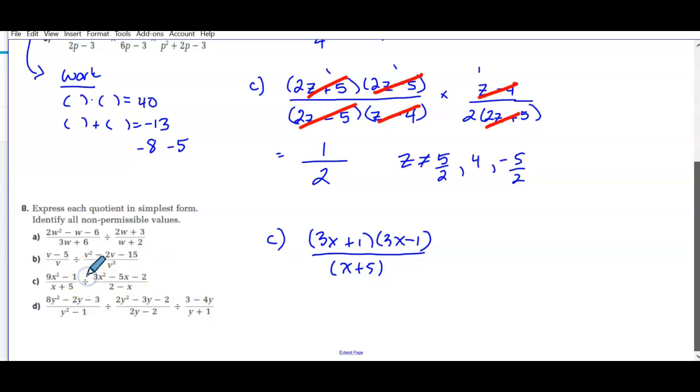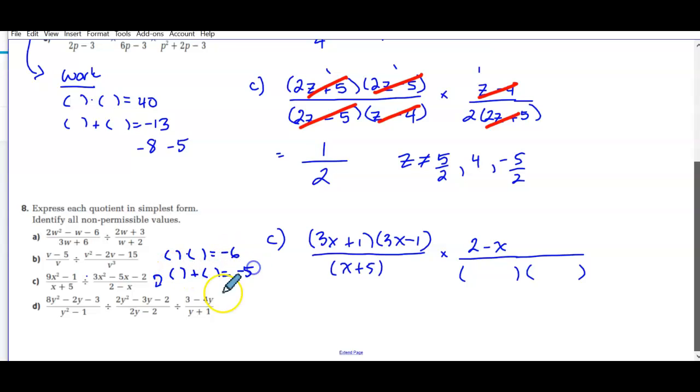Now, when you're dividing, remember it's just like normal fractions. You invert the divisor and multiply. So this becomes a multiplication, and then the 2 minus x goes in the numerator, and then the denominator has to be factored. Okay, so again here I'm looking for two numbers that multiply to negative 6 and add to negative 5. And then it's going to be 3x and x.